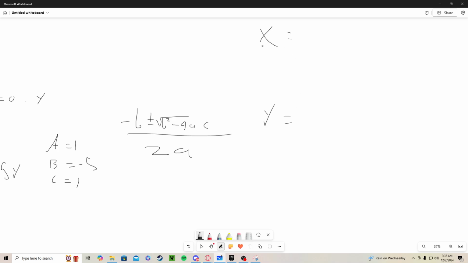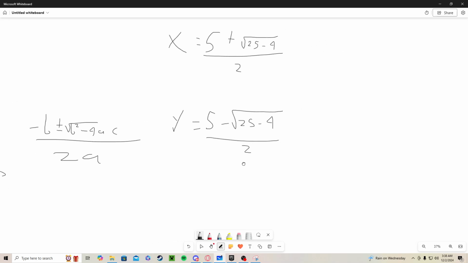So negative 5, or put the b in for negative b. So the negative 5 times the negative sign, it'd be 5. And then for x, let's do addition, and for y, we'll do subtraction. Negative 5 squared is 25, minus 4ac, 4 times 1, which is 4. And this is all over 2a, which is 2 times 1.